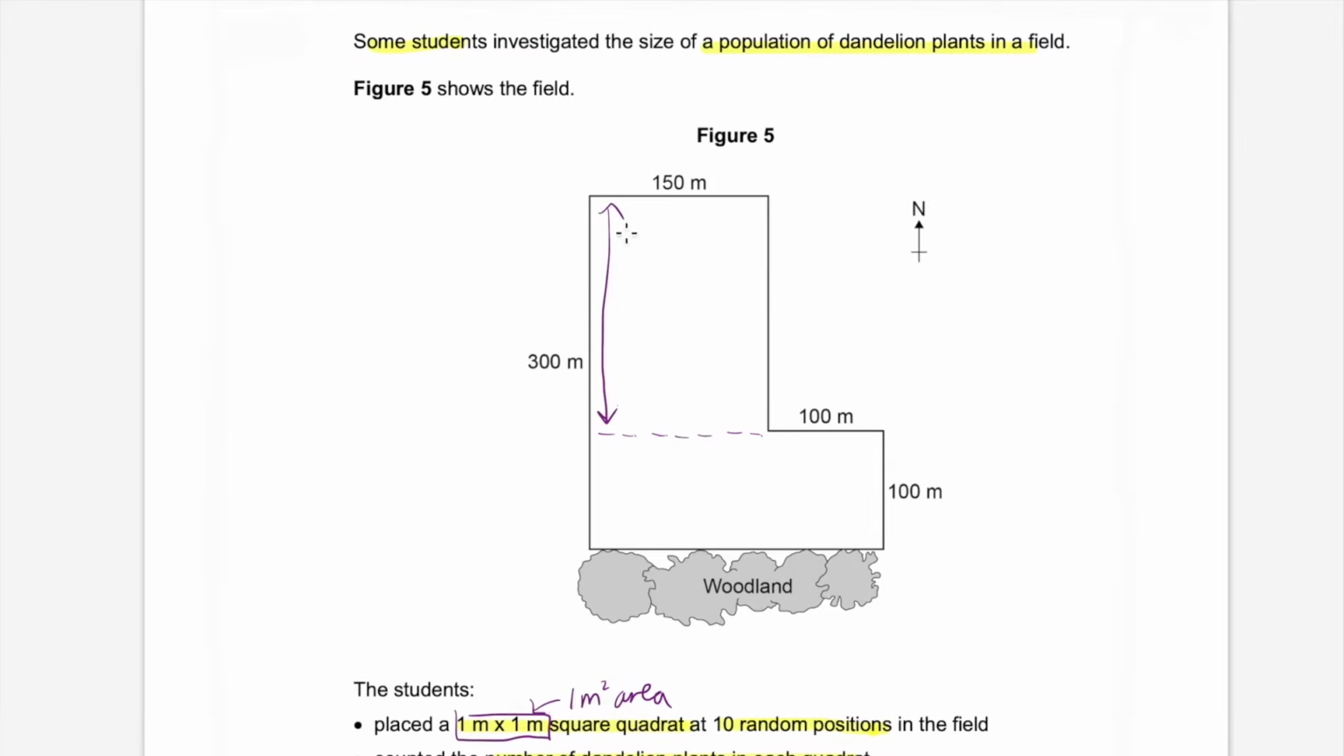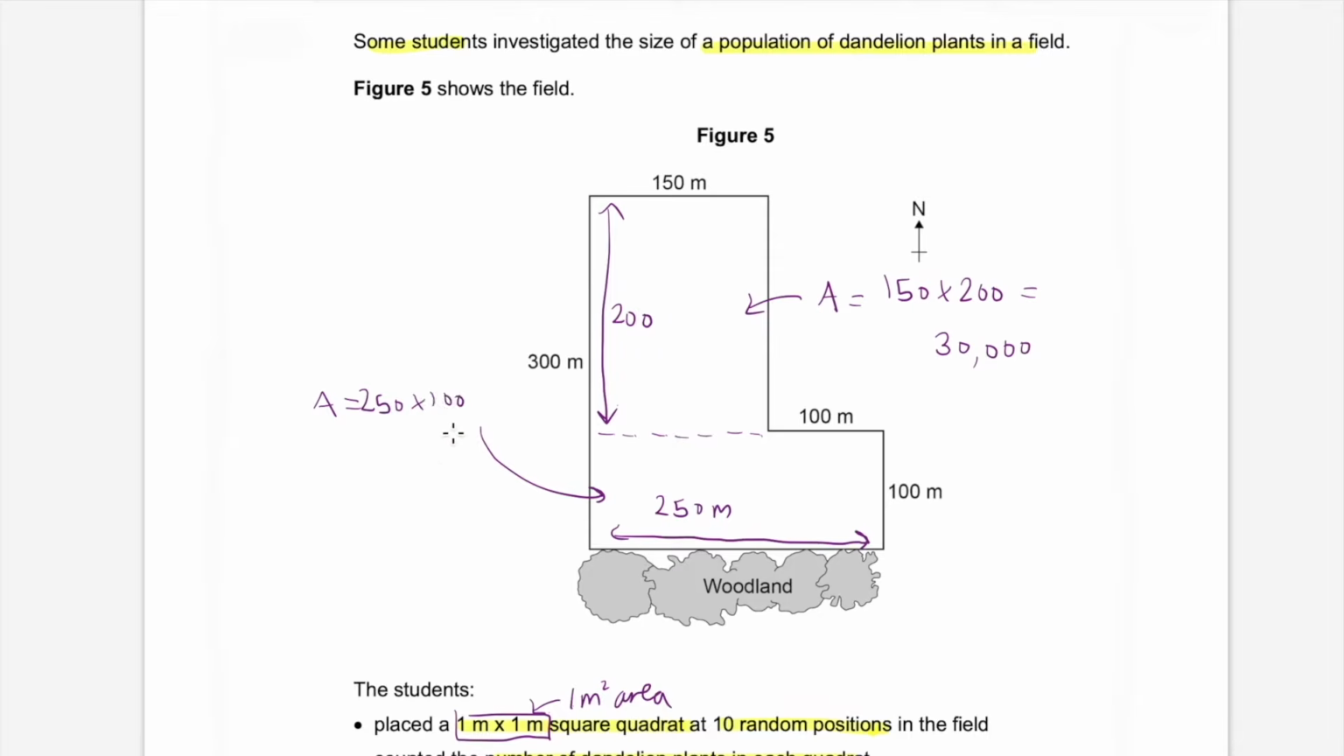Let's first find any unknown lengths. The length here is 200, since it is 300 minus 100. The area, therefore, in this rectangle is 150 times 200, which gives us a value of 30,000. In the bottom rectangle, the value we don't know for the length is 250 meters, 150 plus 100. Therefore, the area is 250 times 100, which gives us a value of 25,000. Adding these together, we get a total area of 55,000.